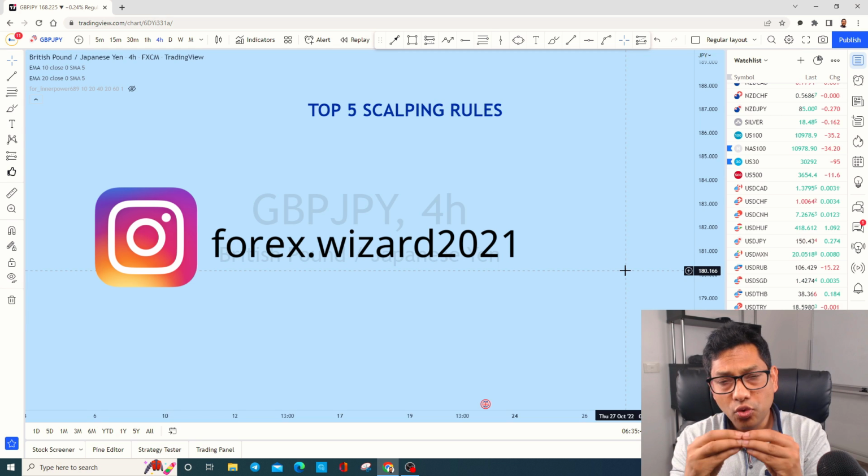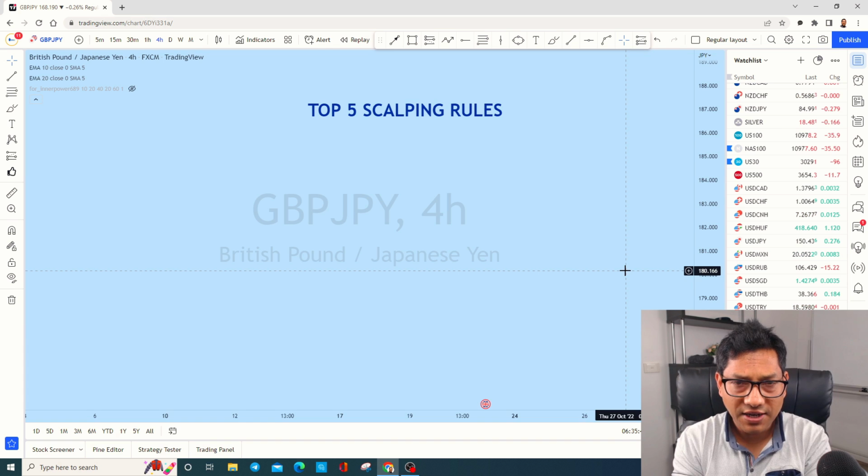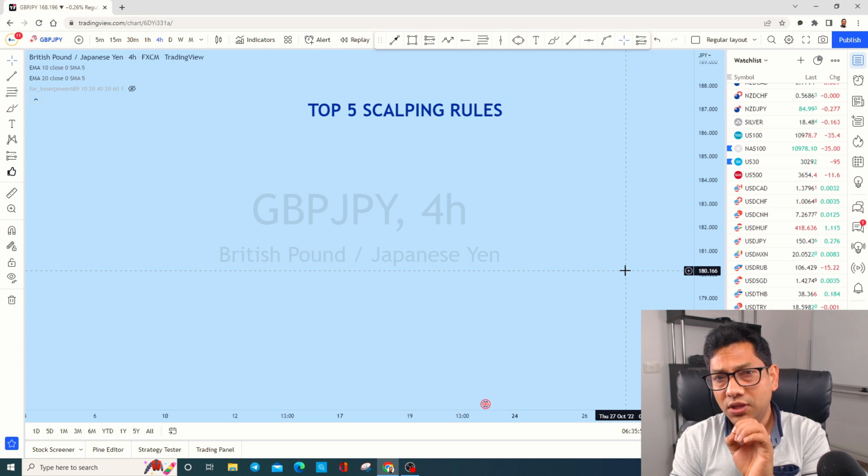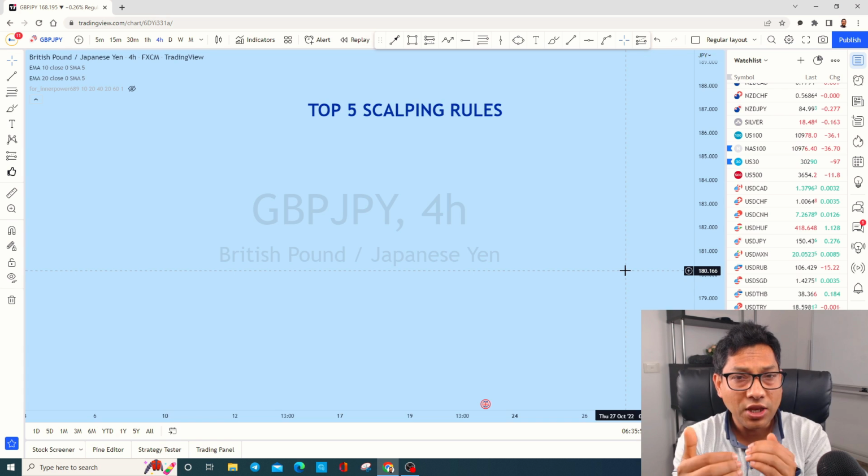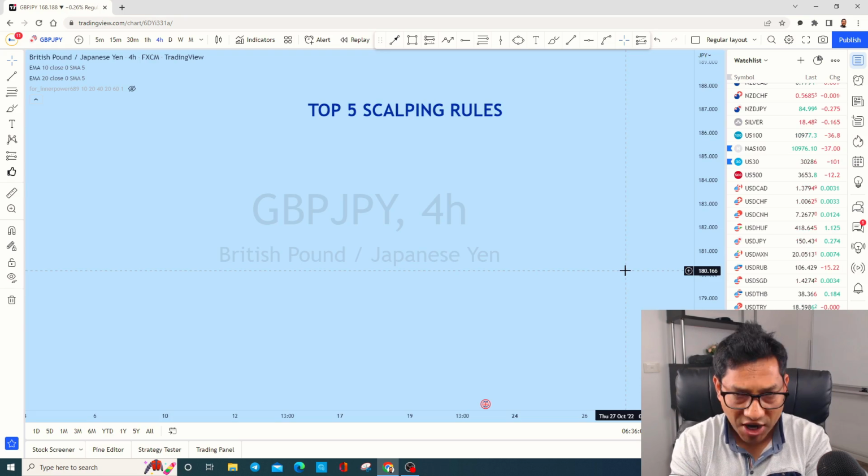Because even if you enter in the wrong place in your scalping trade, if you trade with the trend, in most cases you will find a place where you can at least close your trade with profit or at least break even. Now let me show you an example of what I mean by trading with the trend, or not trading against the trend.